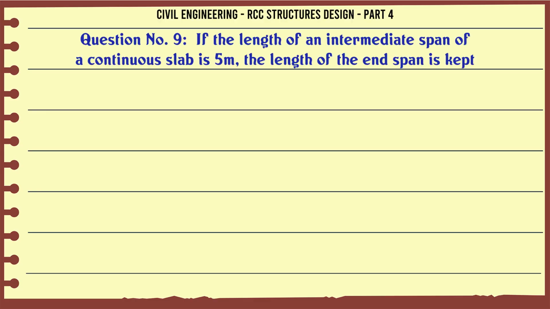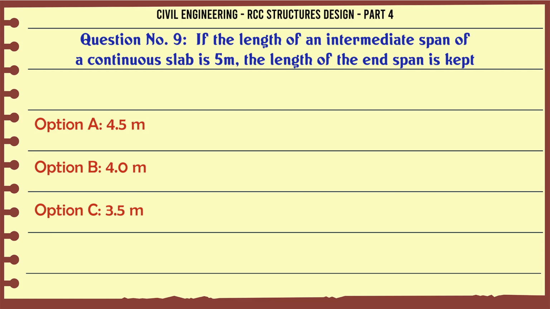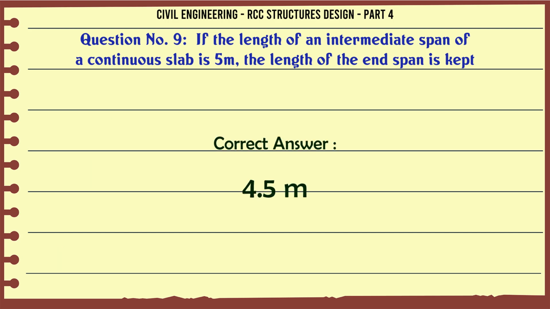If the length of an intermediate span of a continuous slab is 5 m, the length of the end span is kept: A. 4.5 m, B. 4.0 m, C. 3.5 m, D. 3.0 m. The correct answer is 4.5 m.